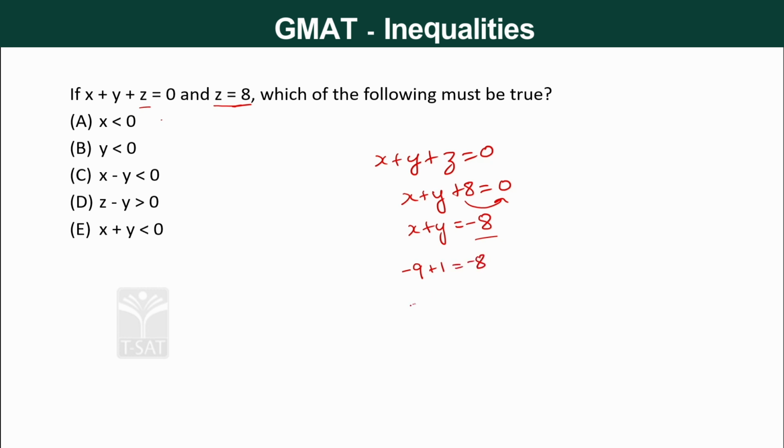But if you say that x is minus 7 and y is minus 1, it is minus 8, so that also satisfies the equation. So we cannot definitely say whether y will be greater than 0 or less than 0. Same applies with x. We cannot definitely say if it's positive or negative, but we can definitely say that x plus y is less than 0 because x plus y is minus 8. So it is obviously less than 0. Our answer is option E.